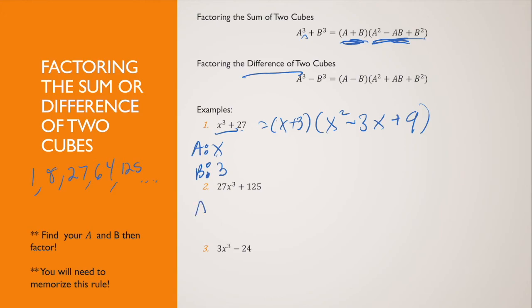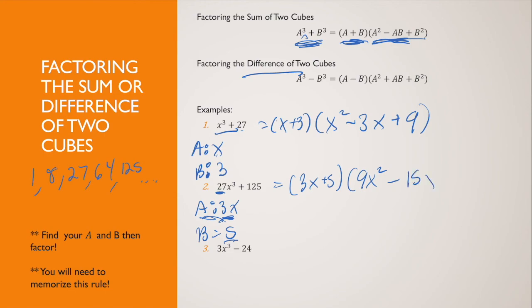Number 2, my a is going to be 3x, my b is going to be 5, and I've got to use, again, the sum of 2 cubes rule. So I've got 3x plus 5 times a squared, which is going to be 9x squared, minus a times b, 3x times 5 is 15x, plus b squared is going to be 25.